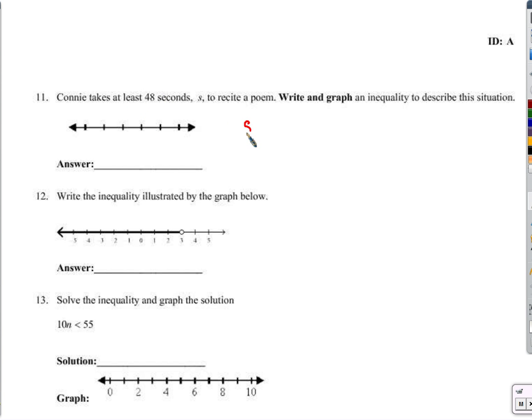So the number of seconds, I suppose really I should be working over here. Number of seconds, my S's look like fives so often. The number of seconds is, what relationship to 48? Is it less than 48? It's not less than 48. It has to be greater than 48, or 48 itself, or equal to 48. So S is greater than or equal to 48. Show this on our graph, like if this was 0, I guess this could be 12, 24, 36, 48. So right when we get to 48 seconds, we know that that's how long it takes her to recite this poem, or it takes her more seconds than 48 to recite this poem.